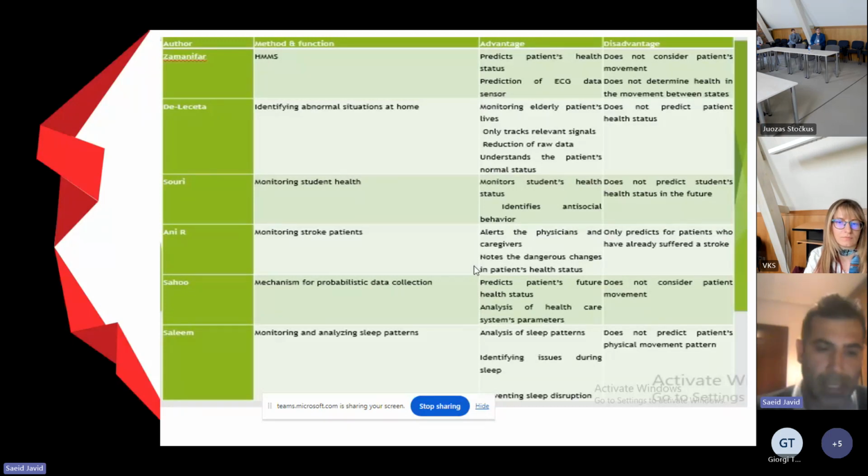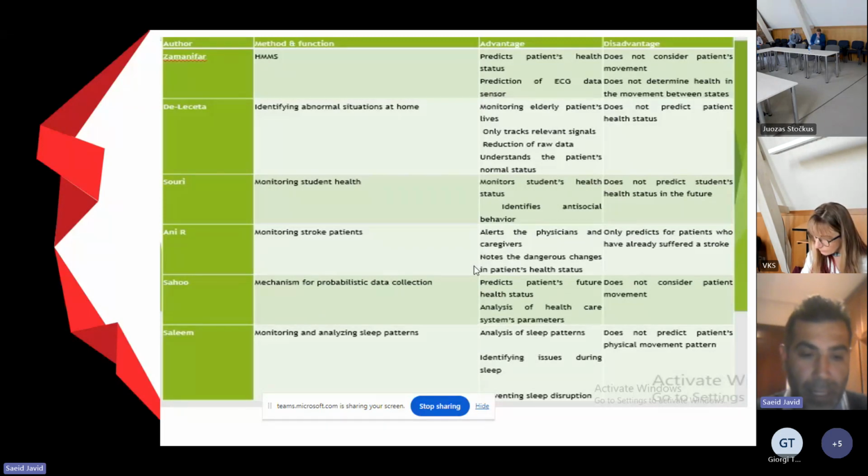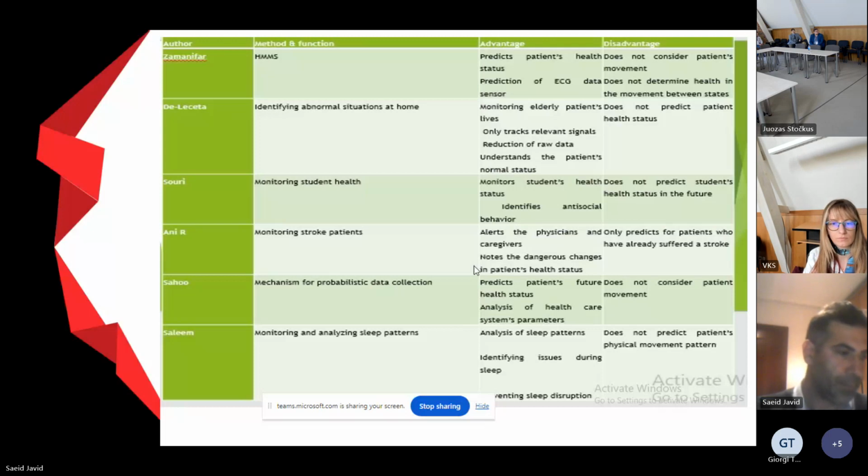Other studies: many scientists and researchers are working in the field, considering the importance of the healthcare systems and their application in IoT.